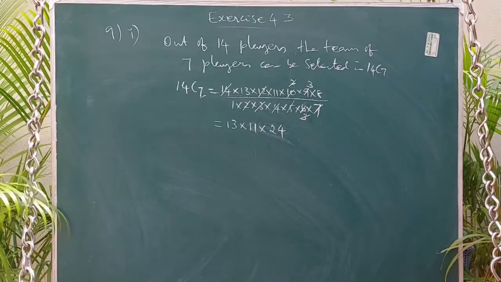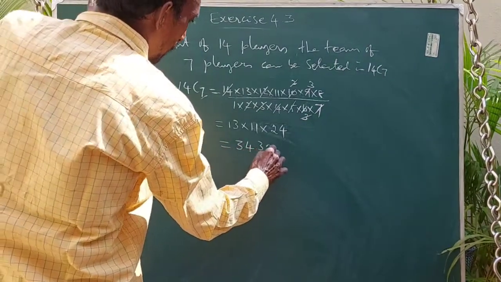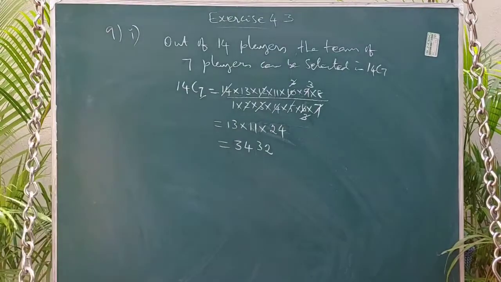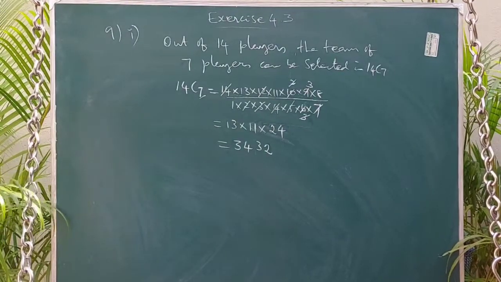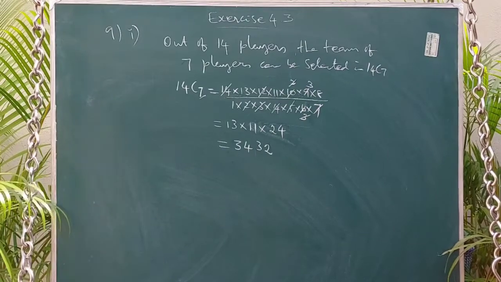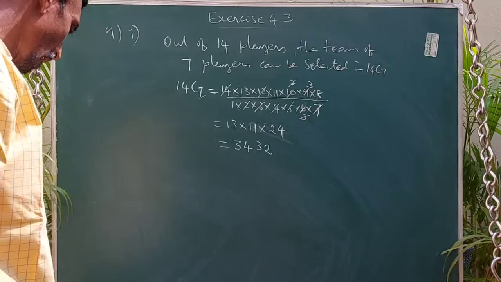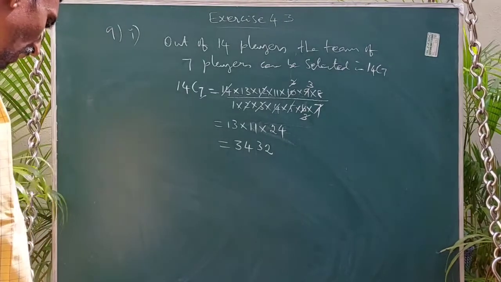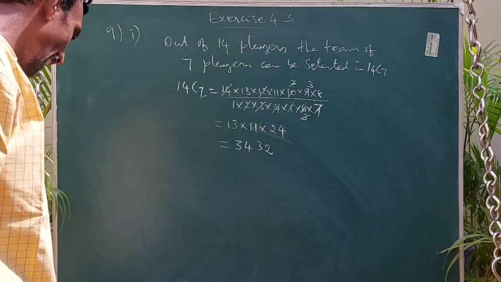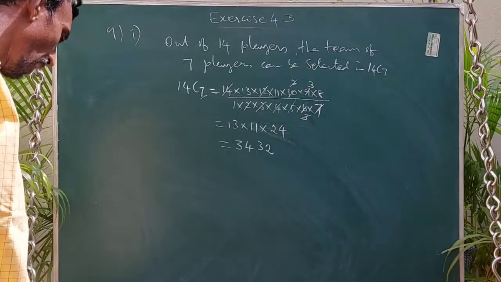So my dear student, if you find the answer, we are getting 3432. So the number of possible teams of 7 players is 3432. The second subdivision is: there are 15 persons in a party, and if each 2 of them shake hands with each other, how many handshakes happen in the party?